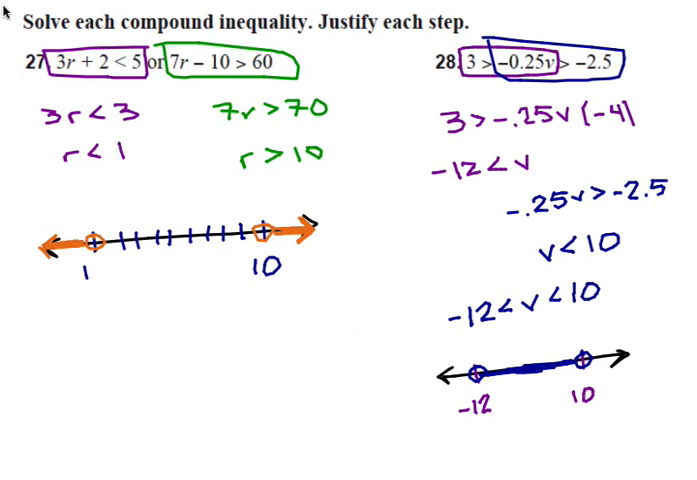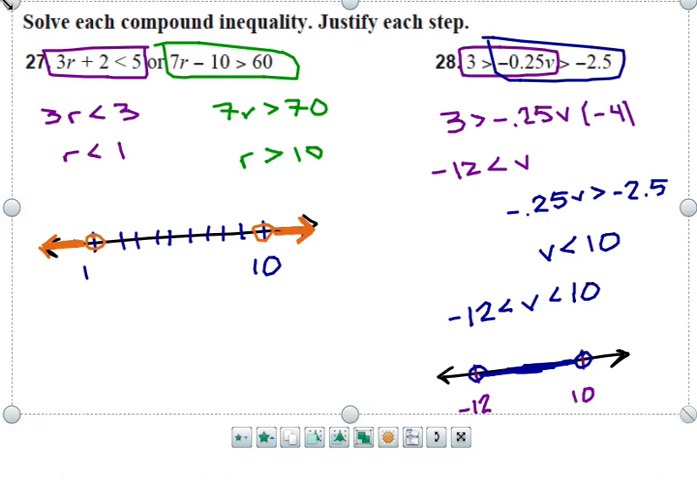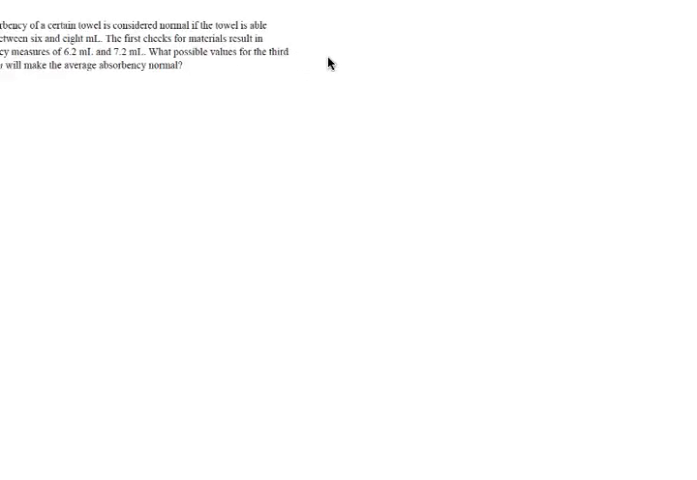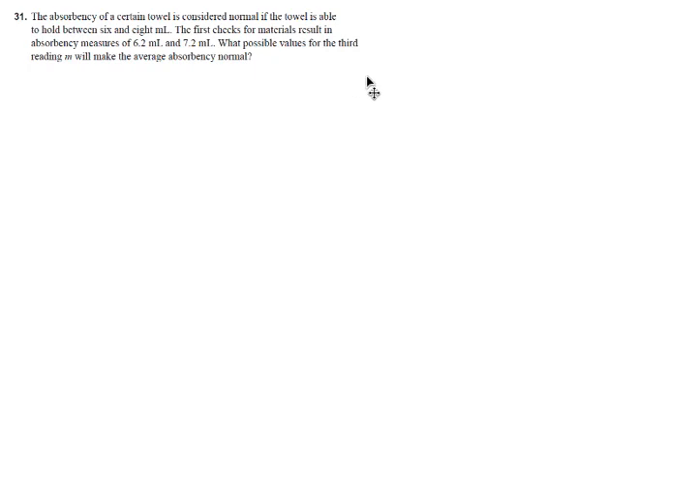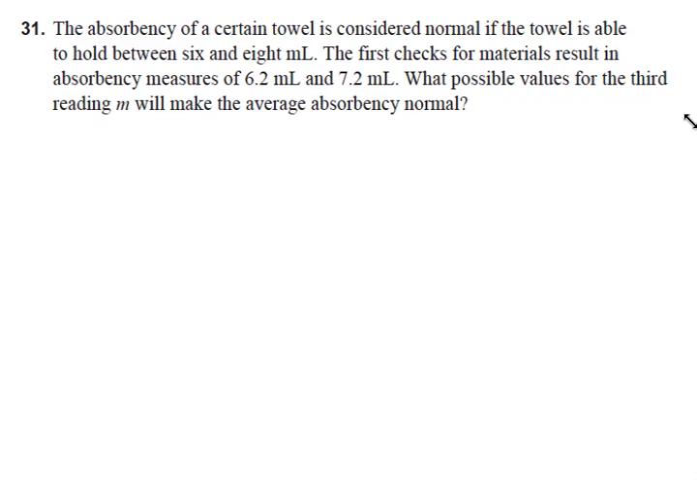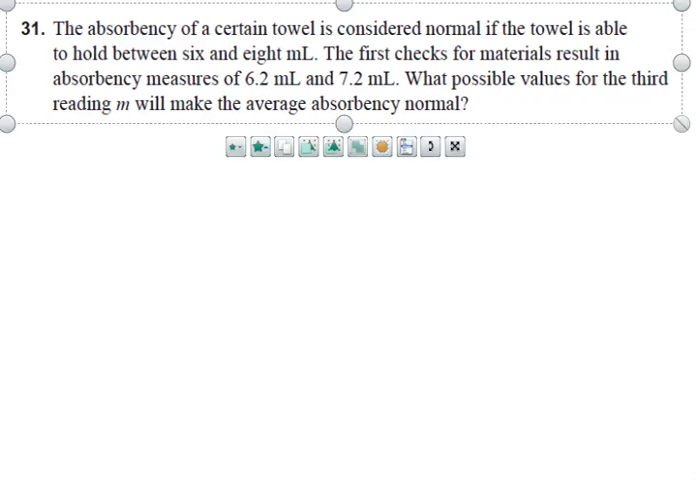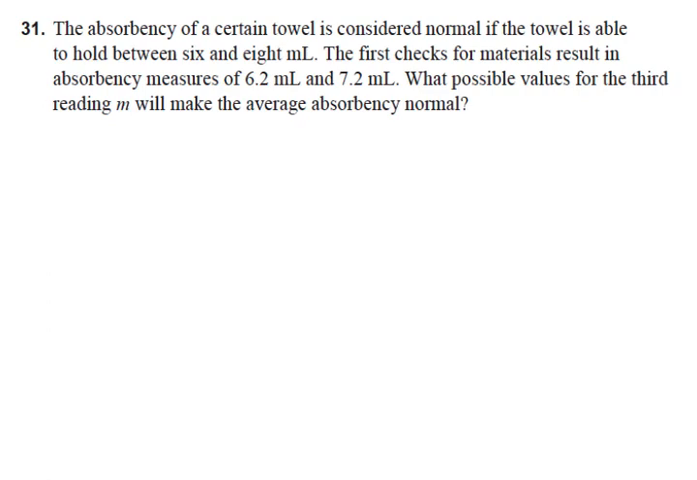Trying to translate things from math symbols into English and vice versa. All right, so the story problem we're going to take a look at is on the back, number 31. The absorbency of a towel is considered normal if the towel is able to hold between 6 and 8 milliliters of water. Okay, this is actually common. They'll take towels, soak them, and then see how much they actually hold in water. So they can talk about the absorbencies of these different towels.